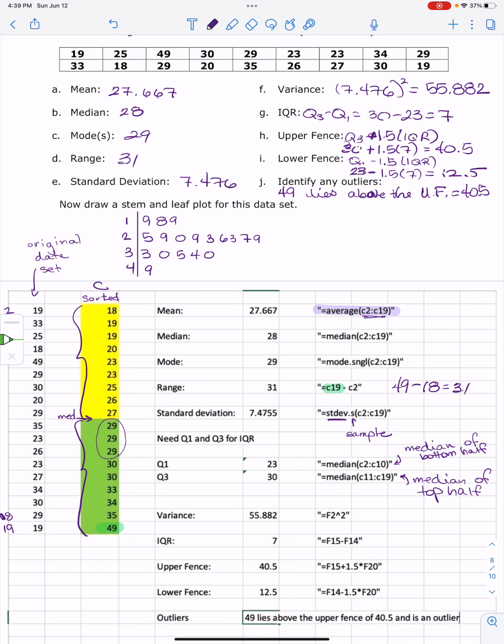29 and 19. Again, our stem and leaf always needs to be in numerical order. So my 18 goes first. This shows that I have two 19s. I had a 20, a 22, 23, 25, 26, 27, and there are three 29s. I have two 30s, a 33, a 34, and a 35, trying to keep those numbers lined up so that this also looks like a histogram on its side. And there's our stem and leaf plot.